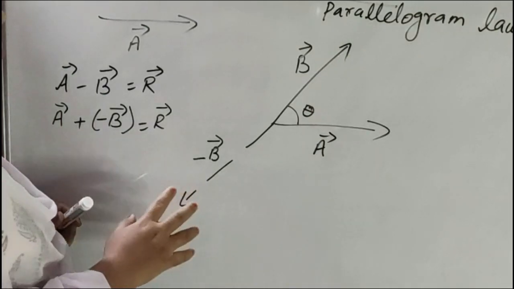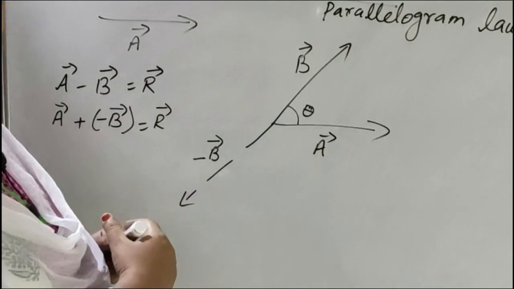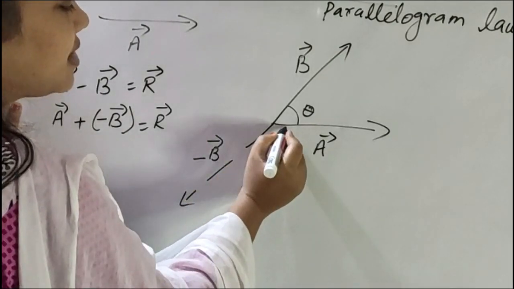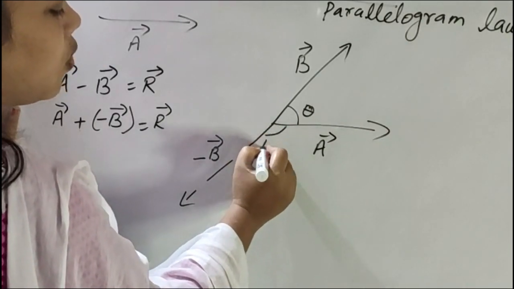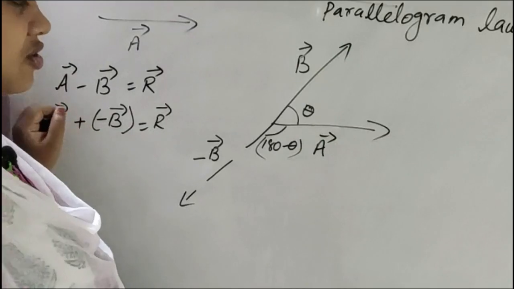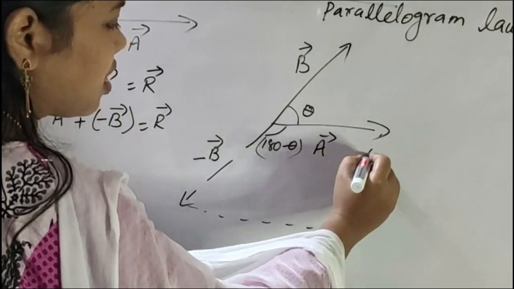So now you have to add vector A plus negative of vector B. The same formula we will use, but what is the angle between them? 180 minus theta. And we derived it also here; like this we will draw the parallelogram.